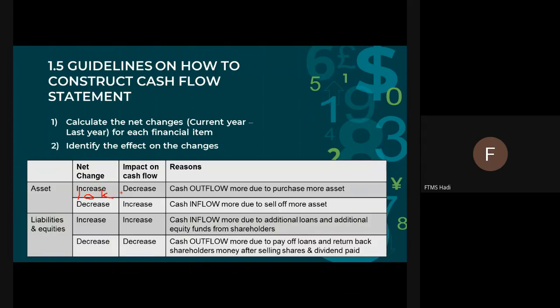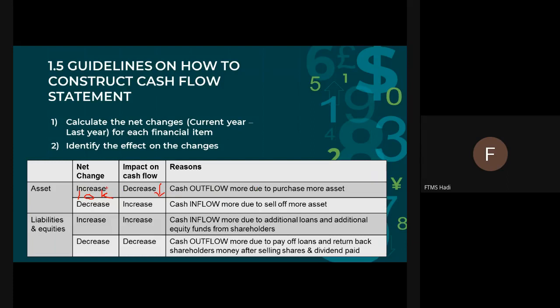All right. What will happen to the cash flow? It will decrease. I will tell you why. Asset increased by 10K, but somehow the cash flow decreased by 10K. Why? It is because more cash flows out due to purchasing more assets. That means if you purchase furniture for 10K, your asset will be increased by 10K, but your cash flow is decreased because the money flows out to pay for the furniture. Okay, you got what I mean, right?